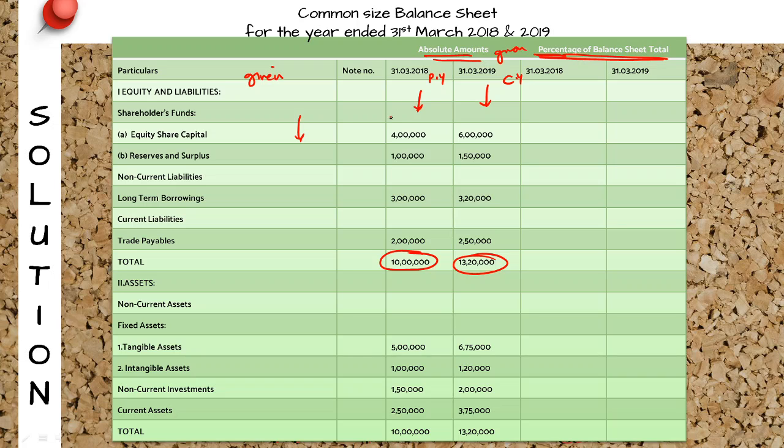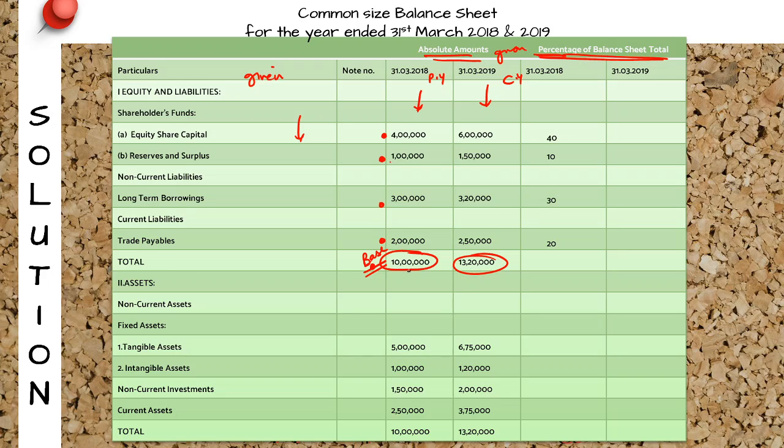Now the first item that is given is equity share capital, which is 4 lakh. So 4 lakh divided by 10 lakh into 100 gives us the percentage, that is 40. Then we repeat the same thing for the next item, that is 1 lakh. So 1 lakh divided by 10 lakh, this is the base that I'm taking, okay? 1 lakh divided by 10 lakh into 100 gives us 10%. Then the next item, 3 lakh by 10 lakh into 100 gives us 30. Then the next item is 2 lakh, 2 lakh by 10 lakh into 100 gives us 20.